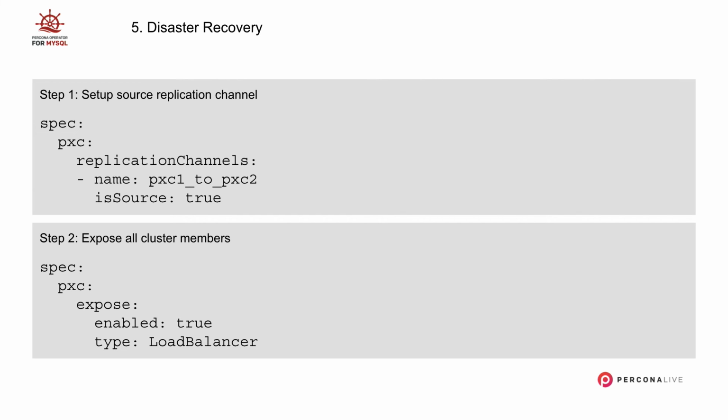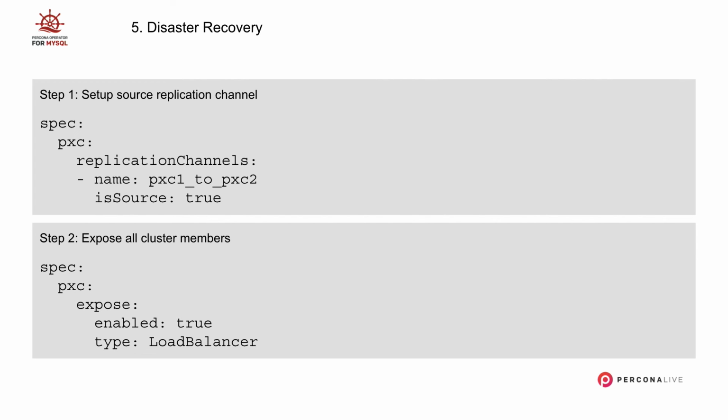All you have to do is set up, on one side, on the source, so your main cluster, you need to set up a replication channel and tell the operator that this is your source cluster. That's just the first step. The second step is that you need to expose all cluster members to make it possible to replicate from them. So if it's in another data center, it typically means it needs to be opened to the public internet.